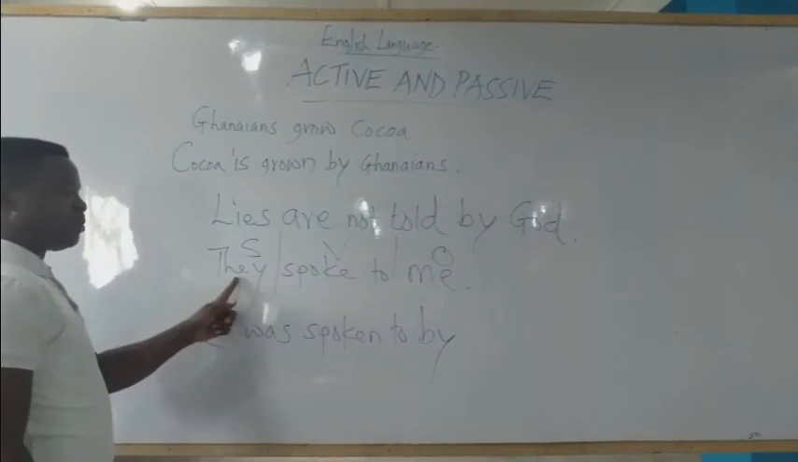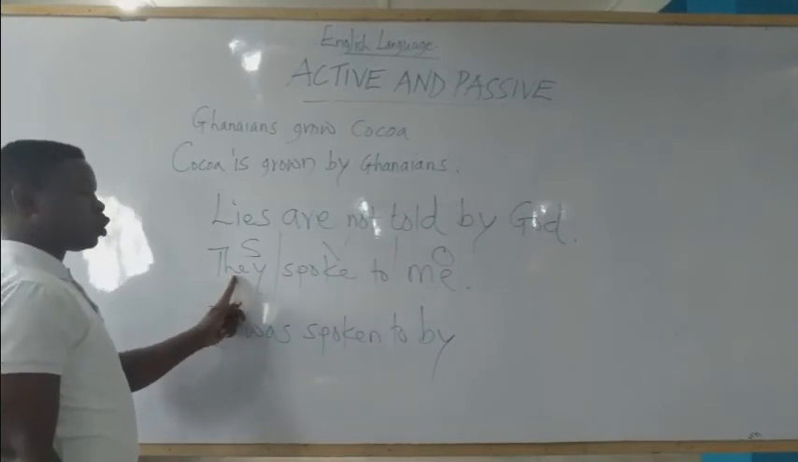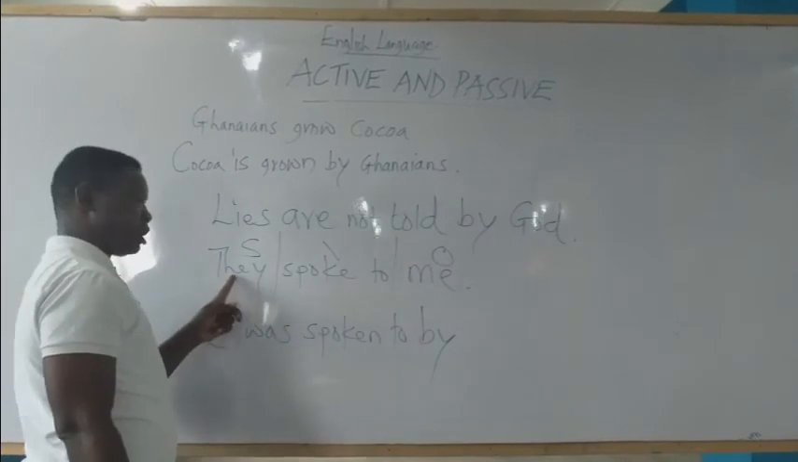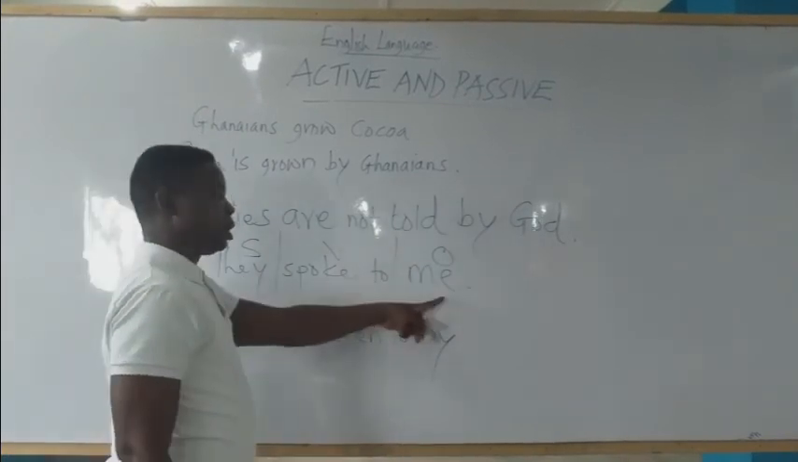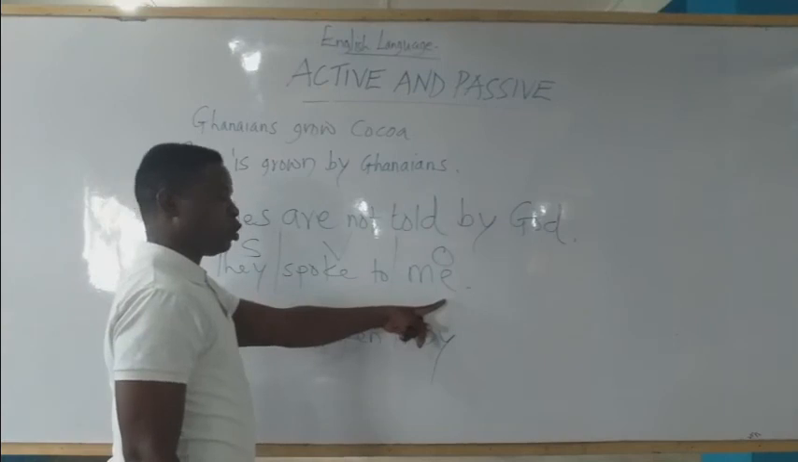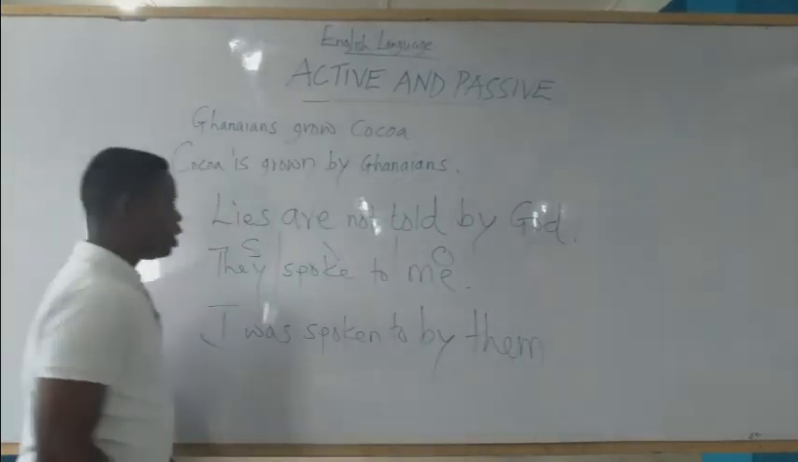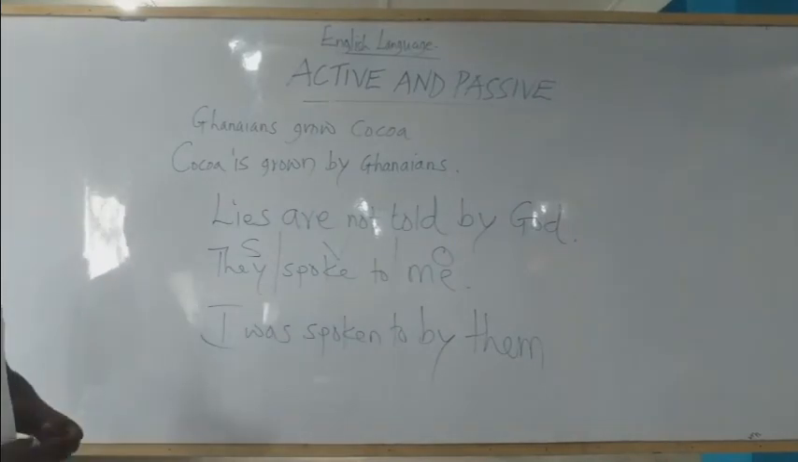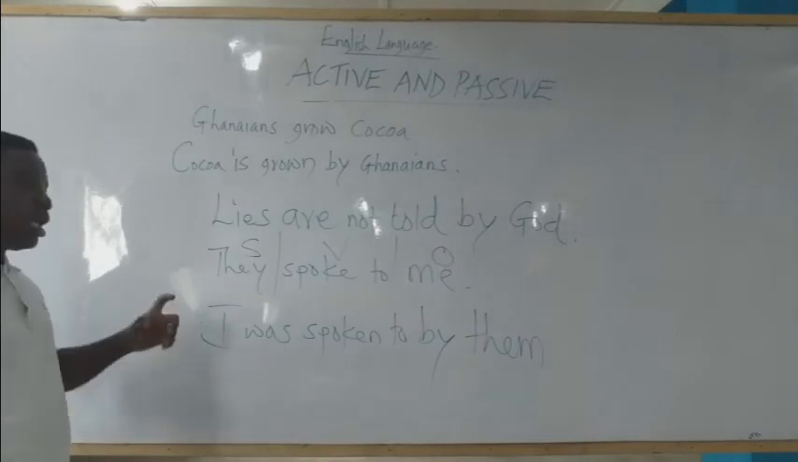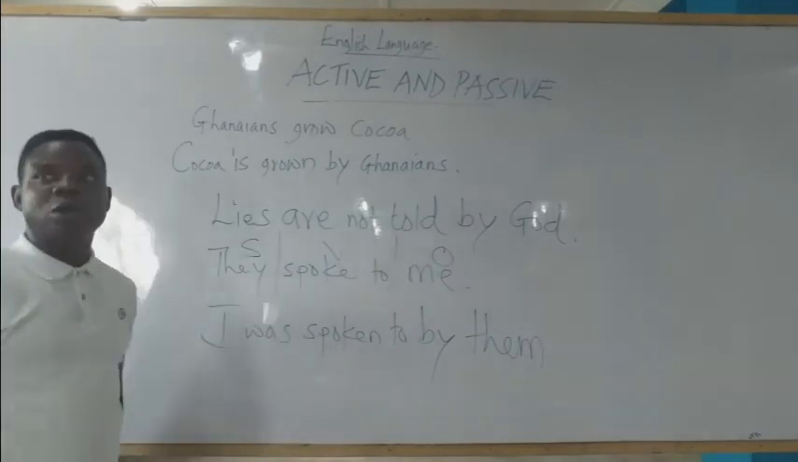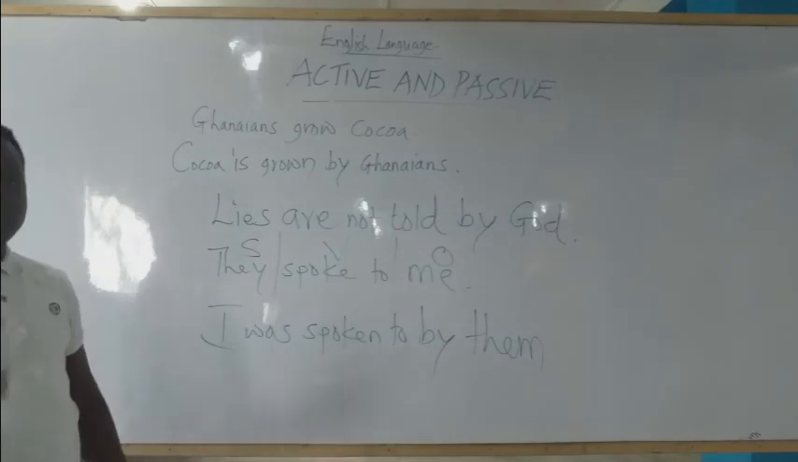Then the fifth step is we transfer the subject to the object position. "They" is subjective, so by the time "they" comes to the object position, it becomes "them". So "They spoke to me" in active form will change to "I was spoken to by them" in passive form.